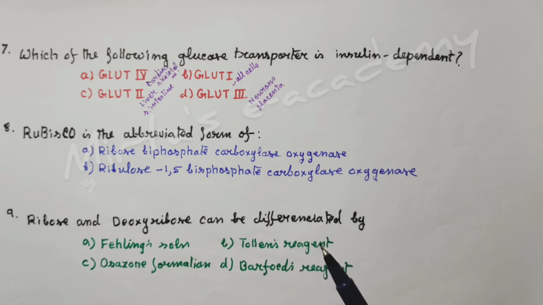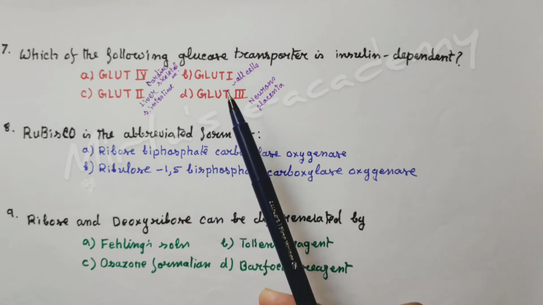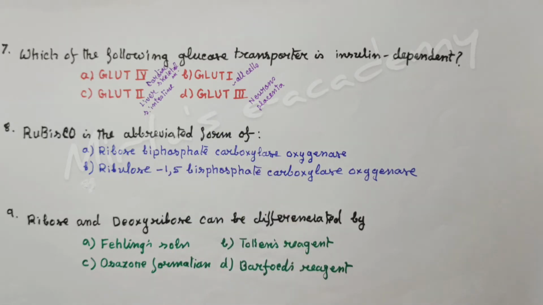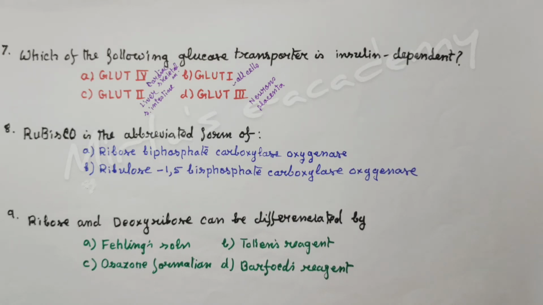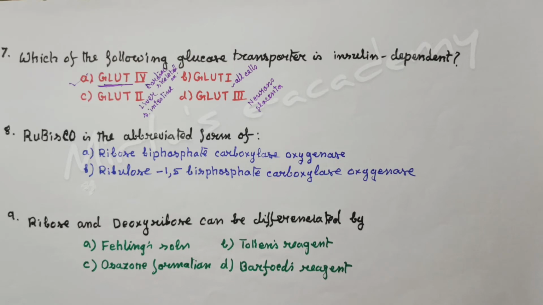GLUT3 we can find in neurons, placenta, etc. and GLUT4 in cardiac and skeletal muscles. GLUT1, GLUT2 and GLUT3, they are insulin independent, but GLUT4 is insulin dependent. When glucose is more in our bloodstream, then insulin becomes active and in that way GLUT4 becomes active. There is GLUT5 also and helps in transporting fructose.